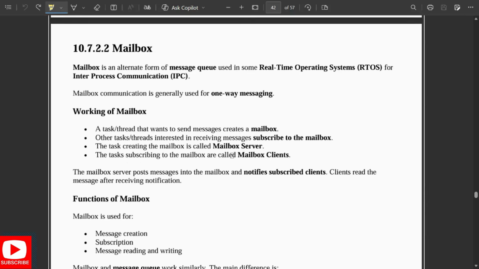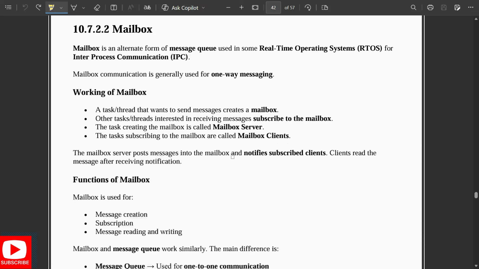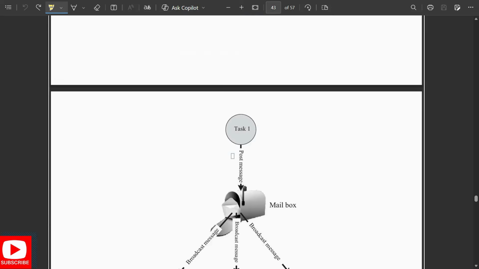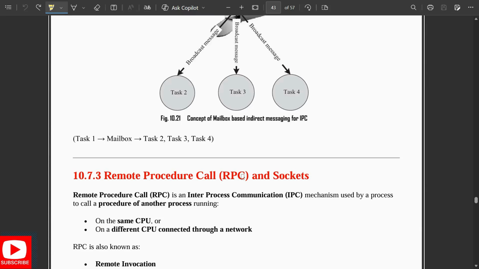mailbox. A mailbox is an alternative form of a message queue used in RTOS for inter-process communication. It is generally for one-way messaging. Its functions are used for message creation, subscription, message reading, and writing. So this is how it works. Task one will post a message and broadcast the message to the different tasks.